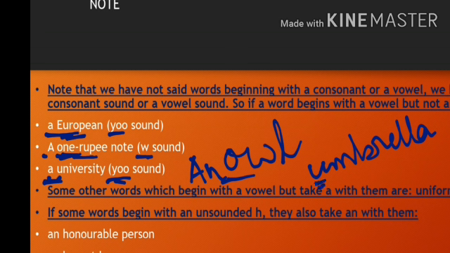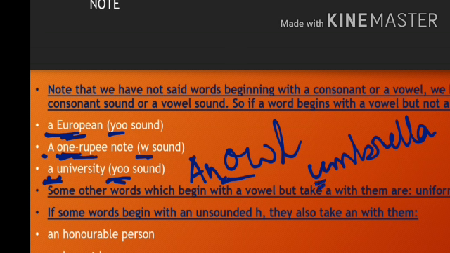Now, if some words begin with an unsounded H, they also take an with them. कोई भी वर्ड अगर H से स्टार्ट हो रहा है और H का साउंड साइलेंट है, like honest, like hour, like honorable, सो देखो ये सारे वर्ड्स H से स्टार्ट हैं बट H साइलेंट है. I am not saying honorable with an H sound. Honorable is not the correct pronunciation.